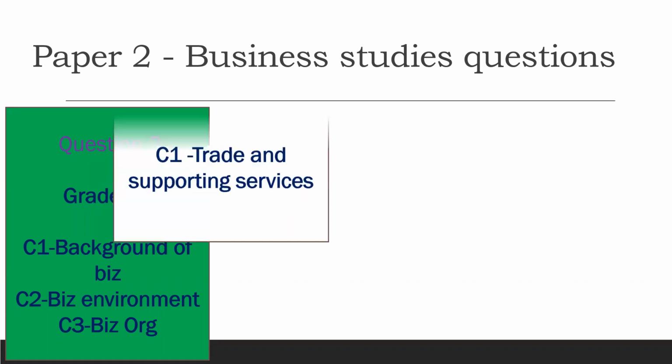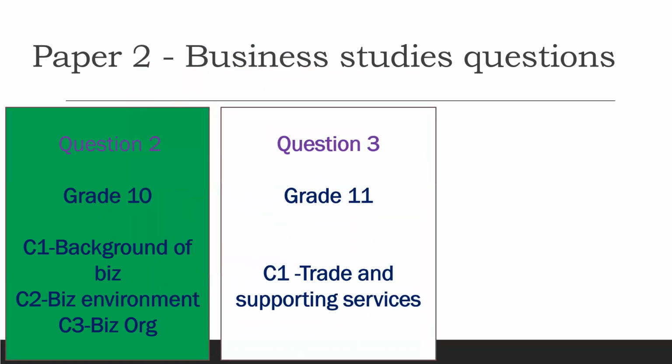Okay, now it's a dilemma. Now it's a selection between 2 topics. That is question number 3, a very important topic. Grade 11, first chapter. 1 specific question only from this chapter. So give more weightage. So learn all your trade and supporting services. Chapter number 1 is a big chapter, but you need to study. You should not skip this one.